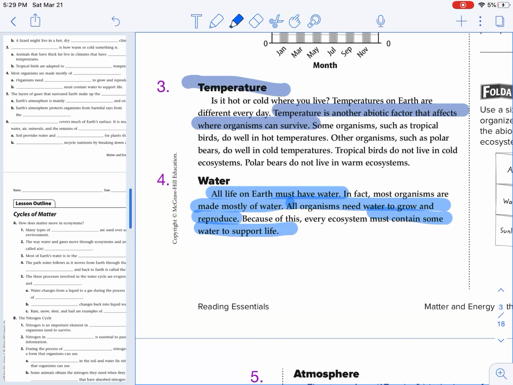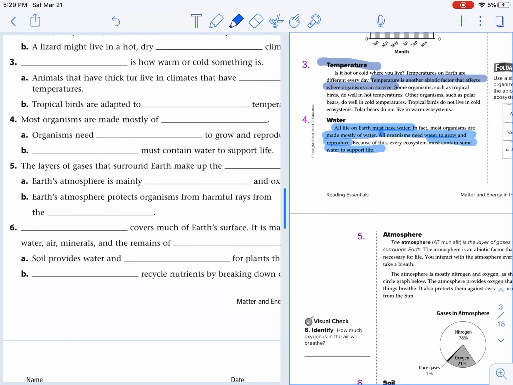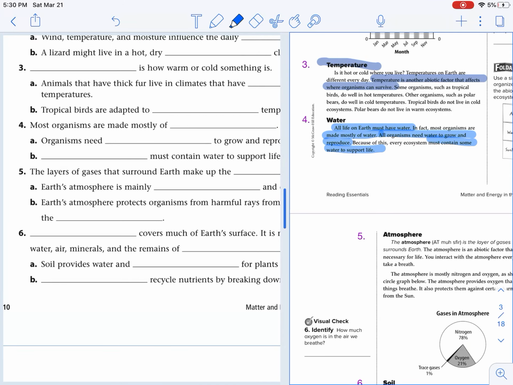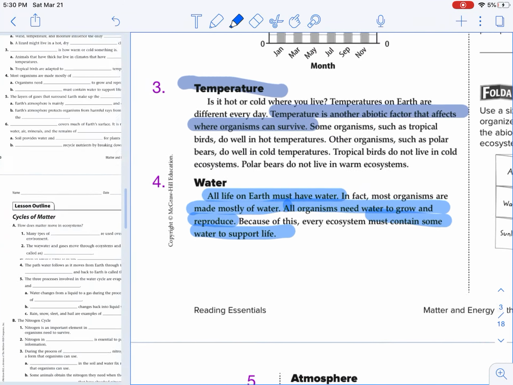Now, we're going to have plants and animals that don't require very much water, but everything is going to require some water. So go ahead and fill out number 4 here on your outline notes.